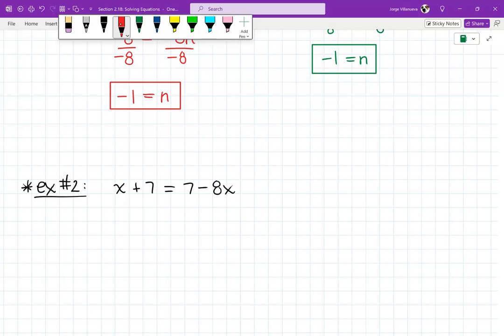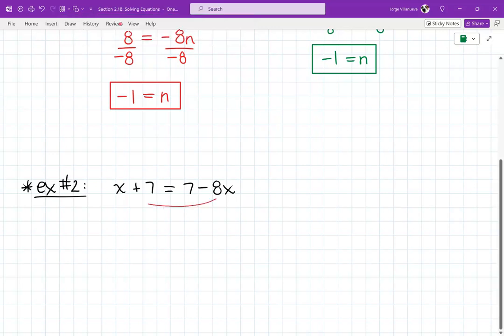Which one's bigger? X or negative 8x? X is, right? Because that's a 1x. The other one's negative 8x. So let's always move the small one over so we can keep numbers positive. So I'm going to move the negative 8x over there. When I move the negative 8x, what does it become? A plus 8x, right? So x plus 8x is, as you said, 9x plus 7 equals 7.